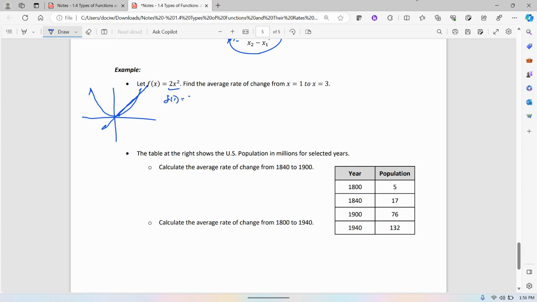F of 1 is 2 times 1 squared, or 2. F of 3 is 2 times 3 squared, which is 18. Remember, 3 squared is 9, times 2 is 18. So our average rate of change, or our slope, is the difference in the y values divided by the difference in the x values. 18 minus 2 is 16. 3 minus 1 is 2, so that would be 16 divided by 2, or 8. Our slope is 8. Our average rate of change is 8.